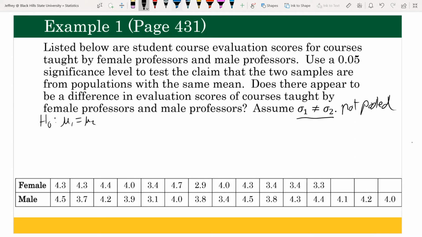And we're basically looking to see whether or not there is in fact a difference. So that would suggest our alternative hypothesis, that mu1 is not equal to mu2. Before looking at the Excel spreadsheet, notice that 1 is going to be represented by female professors, and 2 is going to be the male professors.